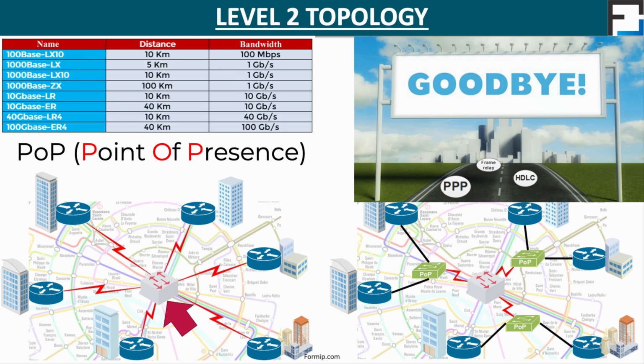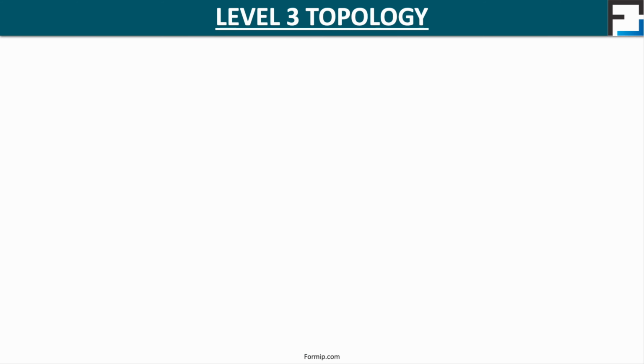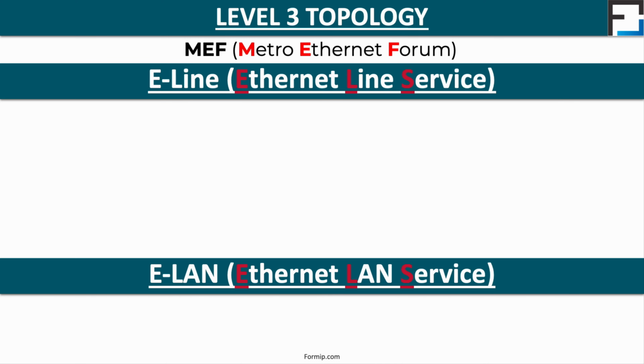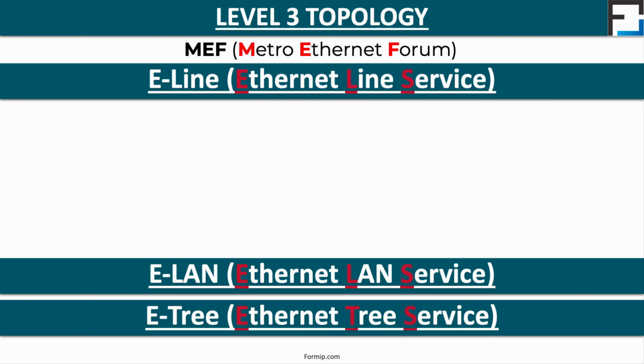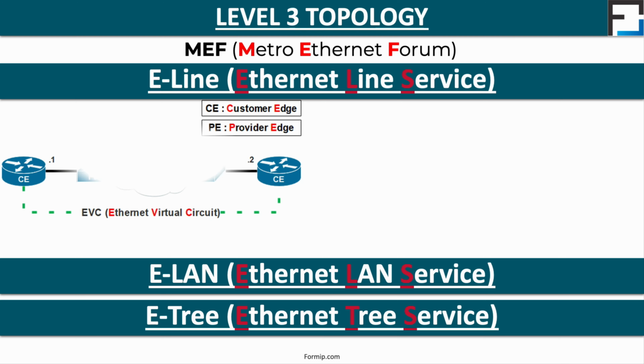Metro Ethernet topologies are defined by standards, and it is the MEF, Metro Ethernet Forum, which is a nonprofit association, which defines these standards and services. We will look at the 3 most widespread services: E-Line, Ethernet Line Service; E-LAN, Ethernet LAN Service; and the E-Tree, Ethernet Tree Service. Ethernet Line Service is the simplest service. It is simply a point-to-point connection between 2 sites.